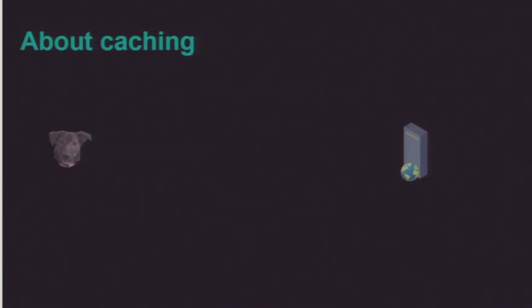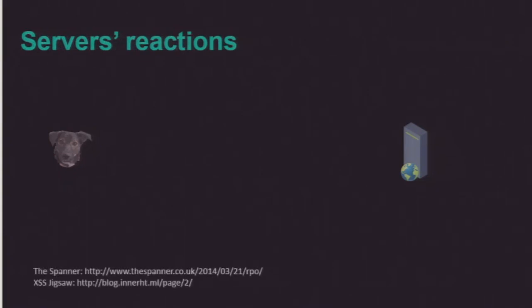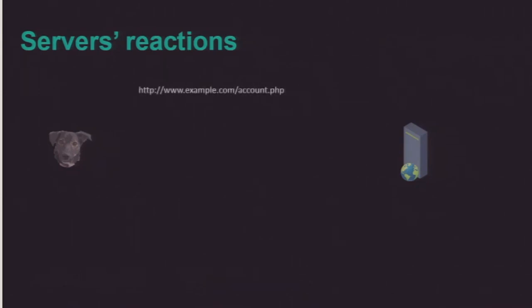In the next baseline, the second one, we'll be talking about servers' reactions. Now, the first time I heard of it was in two blogs I read about the RPO vulnerability, relative path override attack, by Spanner and XSS Jigsaw. So let's say that this is an actual URL of a web application. There is an account.php page, but we don't access this URL, but this URL. We add a slash and then the name of a non-existent file with any extension. So let's see what happens now.